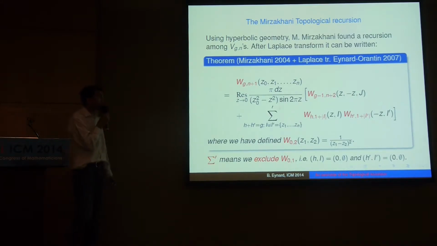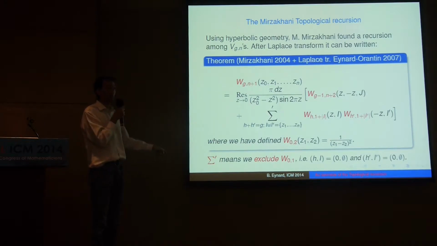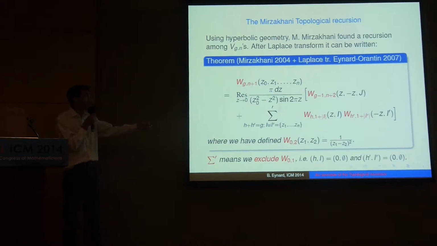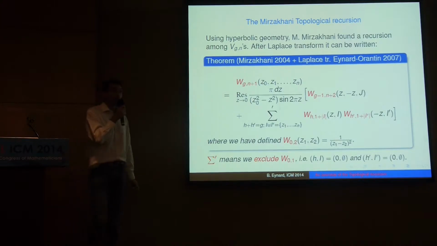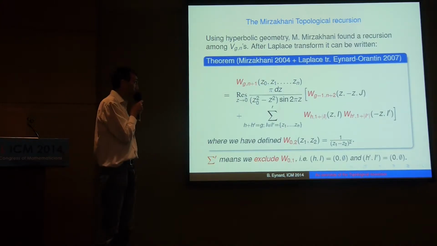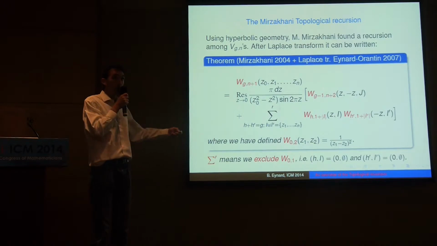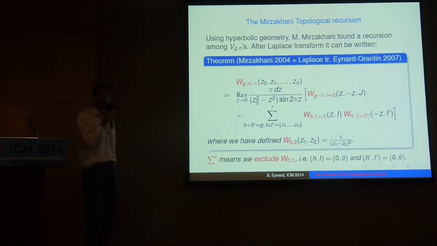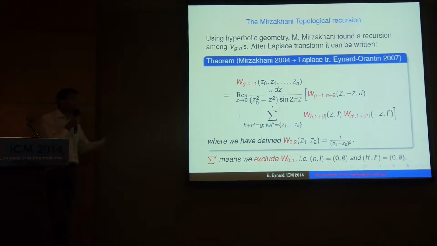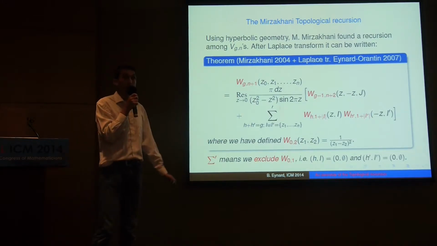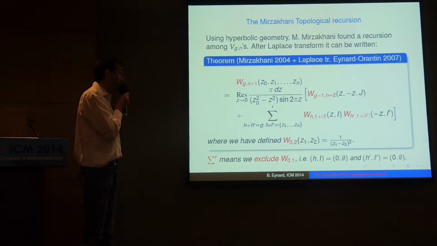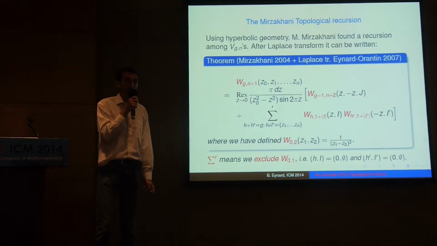Also, in Mirzakhani's recursion, you have 3 types of terms in the right-hand side, whereas here I have only 2 types of terms. It's because, in Laplace transform, two of the terms can be put together by introducing W_{0,2}, which is that. In fact, there is no V_{0,2}. The volume of M_{0,2} is not defined. There is no hyperbolic metric on cylinders. But if you define this W_{0,2}, then somehow you can simplify Mirzakhani's recursion.